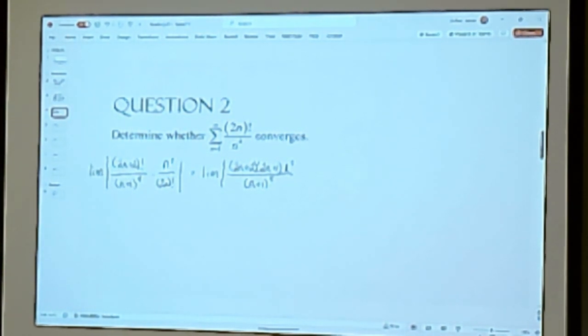Two n plus 2, positive. 2n plus 1, positive. N to the fourth, positive. N plus 1 to the fourth, positive. Absolute values just disappear. What is that limit? That limit's infinite.